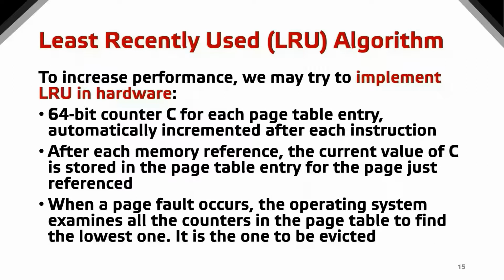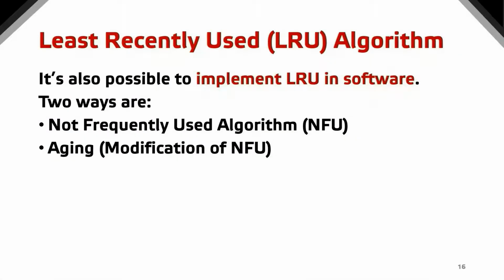We need to assign a 64-bit counter to each page table entry, automatically incremented after each instruction. After each memory reference, the current value of the counter is stored in the page table entry for the page just referenced. When a page fault occurs, the operating system examines all counters in the page table to find the lowest one. It is the one to be evicted. It is also possible to implement least recently used in software.